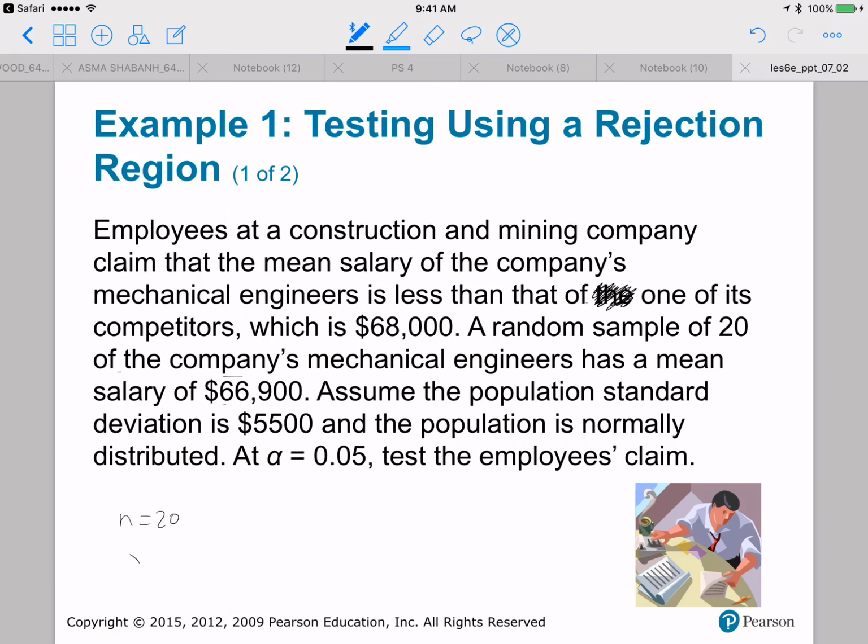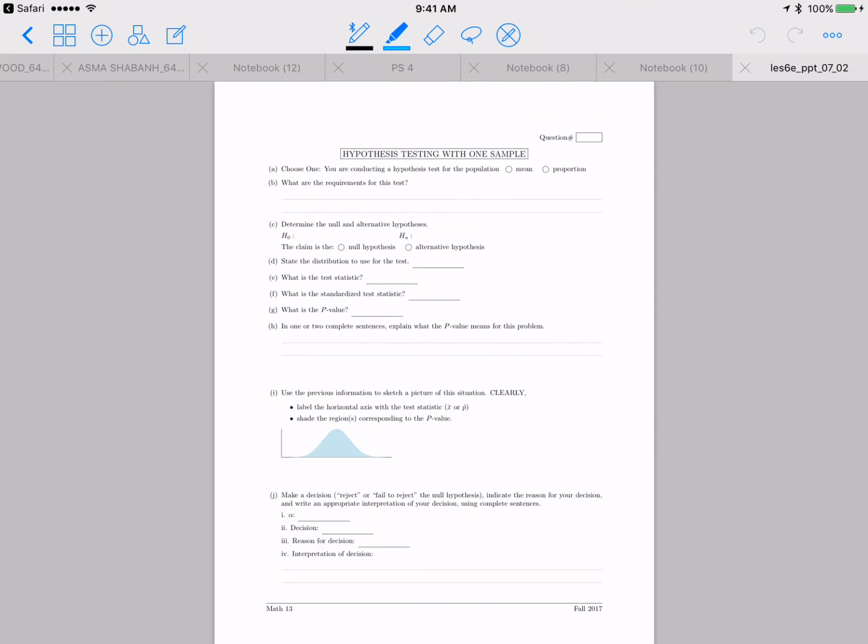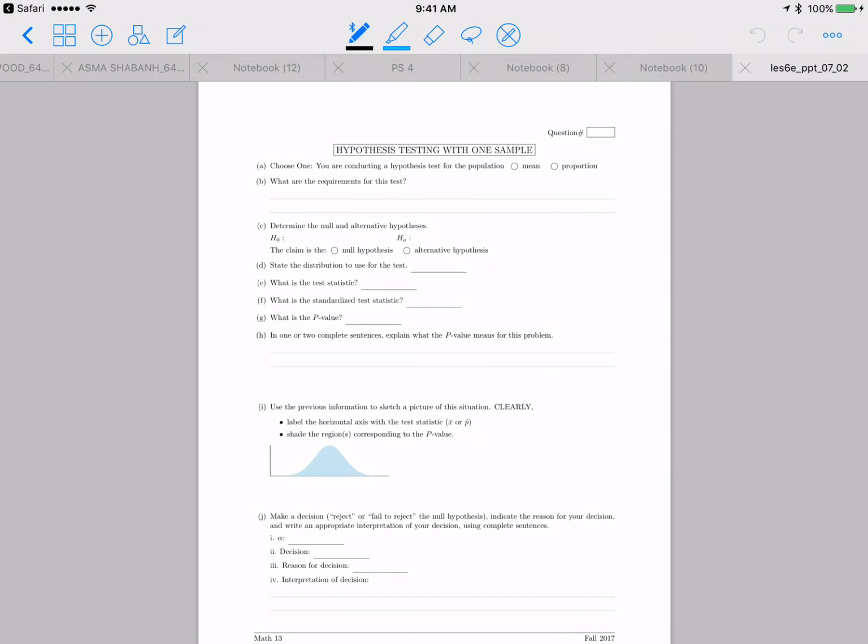Oh, sorry, I made a mistake here. n equals 20. x bar is equal to 66,900. Assume the population standard deviation, so assume sigma is equal to 5,500. I'm also supposed to assume that the population is normally distributed. I also need to verify that my sample is random and that I do have my population standard deviation.